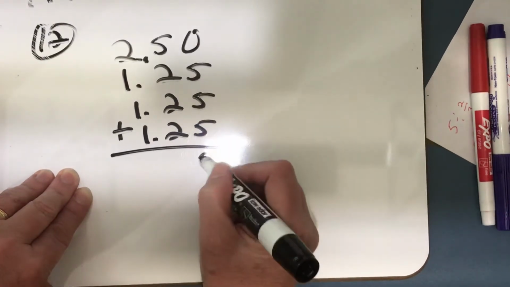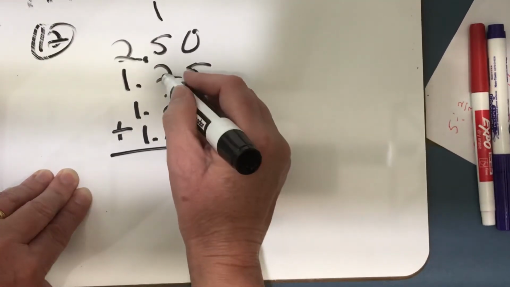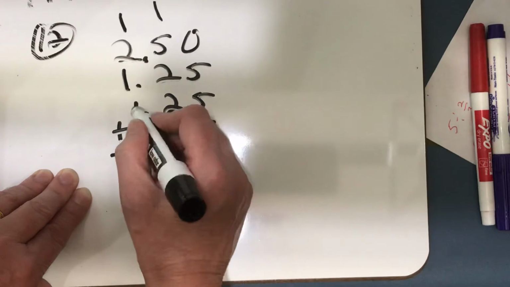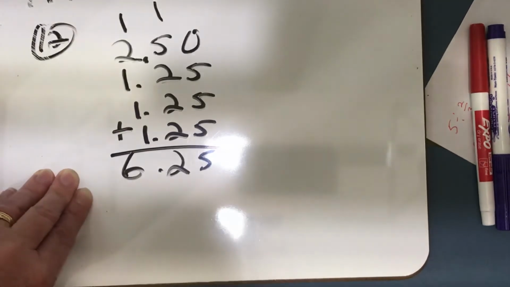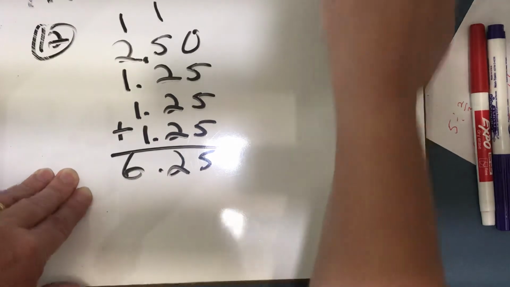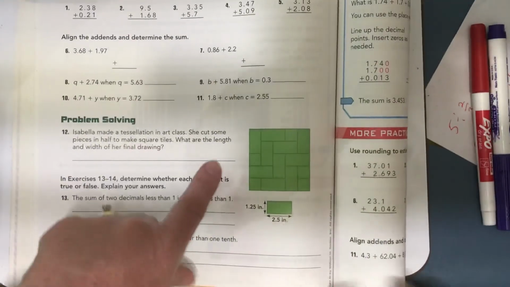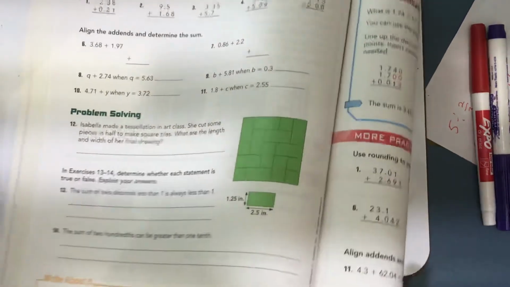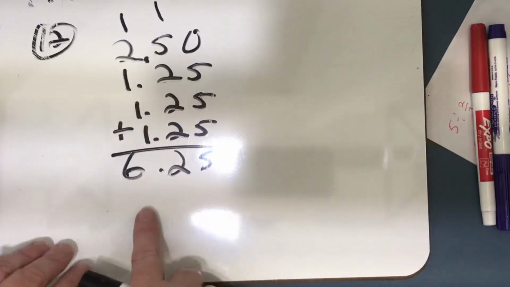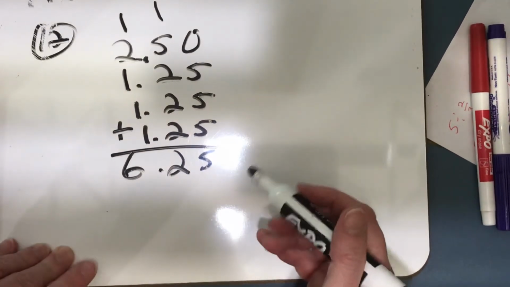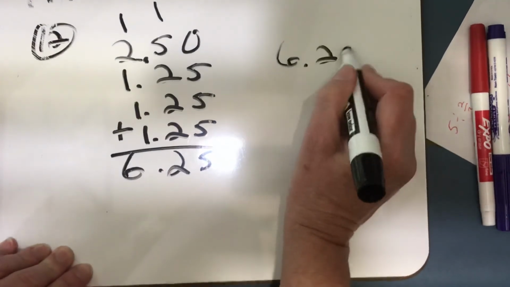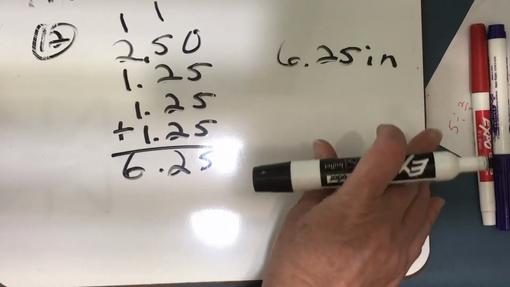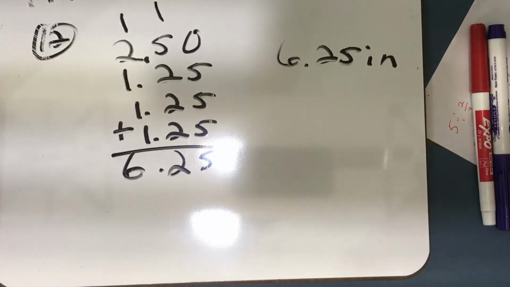5 plus 5 plus 5 is 15. 2, 4, 6 plus 5 is 11, plus 1 is 12. I'm going to put my decimal point. 1, 2, 3, 4 plus 2 is 6. So that side is 6 and 25 hundredths inches. And then I'll look at the other side, and I can see that I have 3 that are 1 and 25 hundredths, and 1 that's 2 and 5 tenths, which is the exact same that I had here, because it is a square. So the length and width are both 6 and 25 hundredths inches.